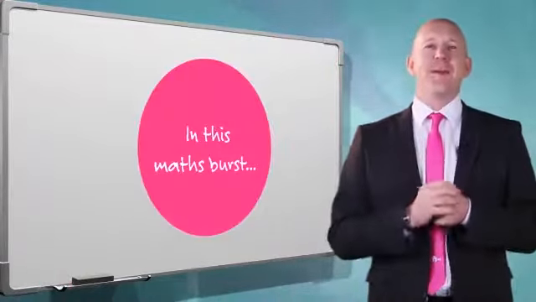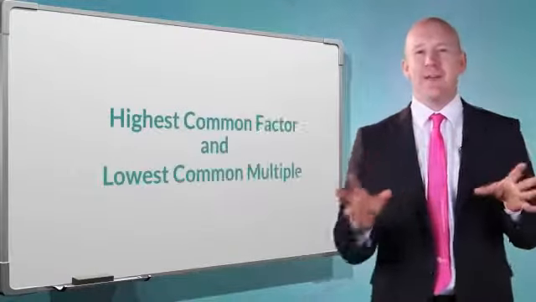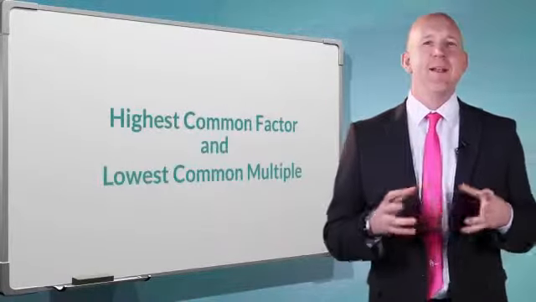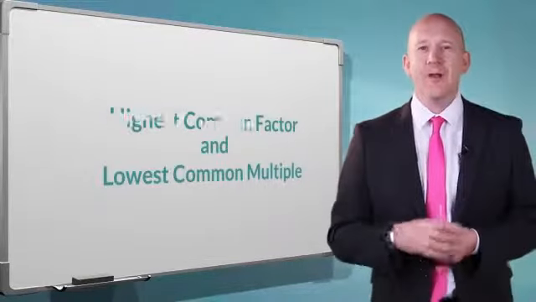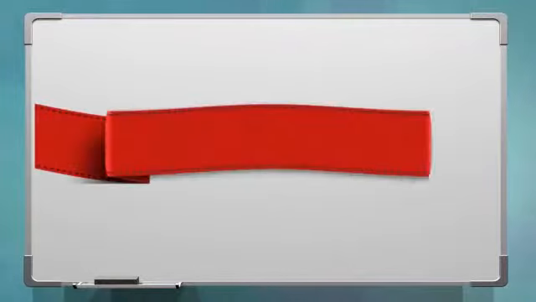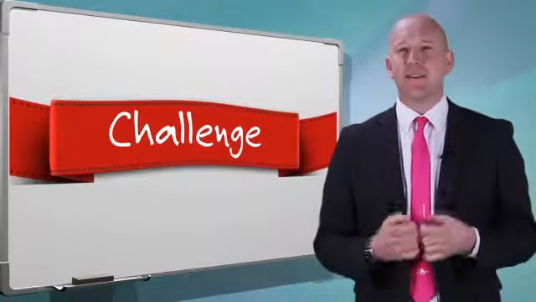In this maths burst, we're going to be poking around with numbers to see what secrets they hold. In particular, we're going to be looking at how to find the highest common factor and the lowest common multiple of two numbers.